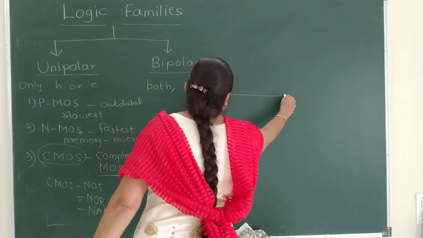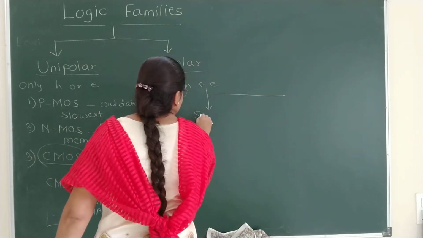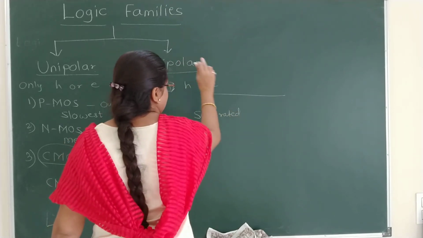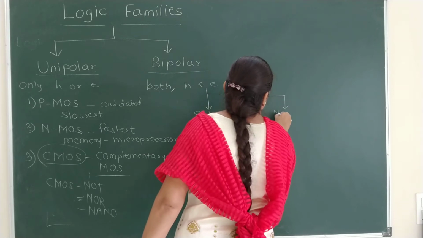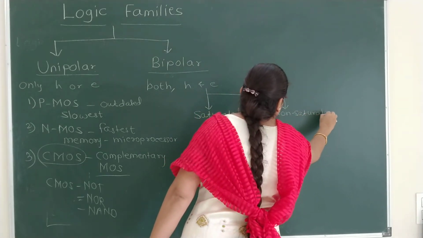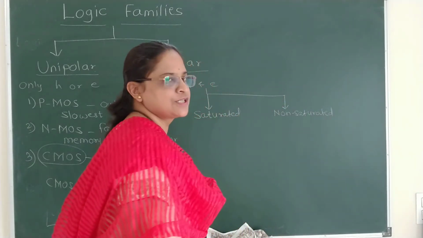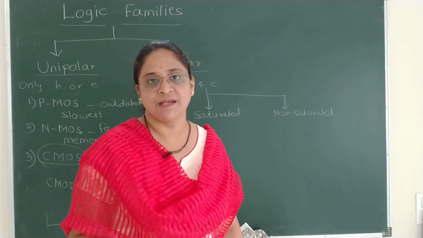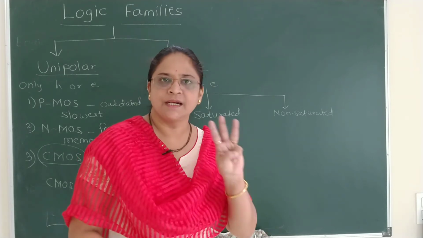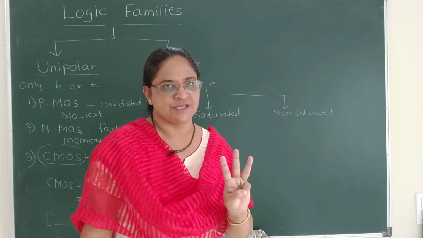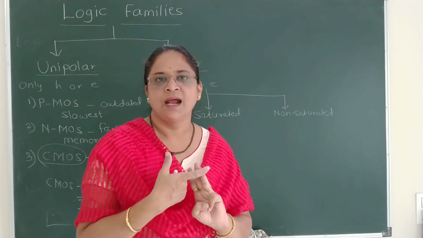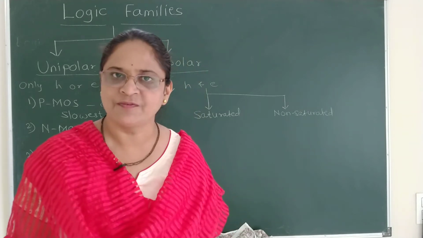There are again two types. The first one is the saturated bipolar logic family, and the other is the non-saturated bipolar logic family. So what is the meaning of saturated and non-saturated? As we know, an NPN or PNP bipolar junction transistor can be operated in three ways. Either cutoff, saturation for switching action, or the active region for amplification.